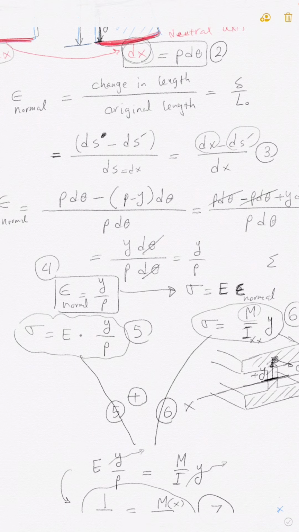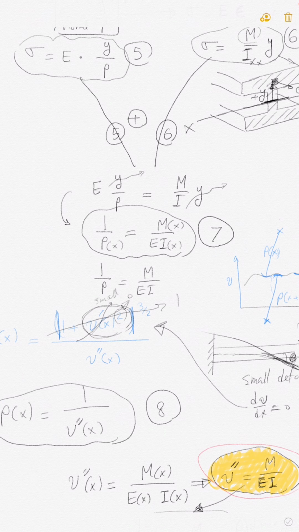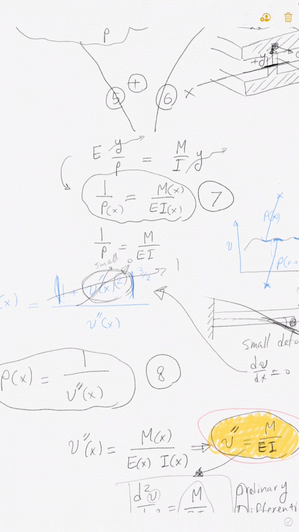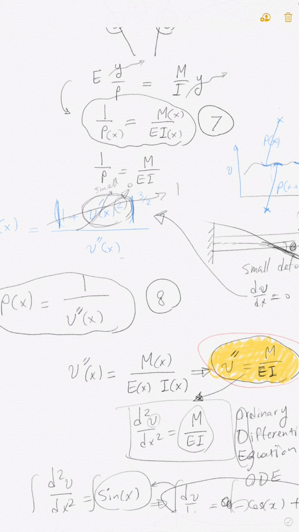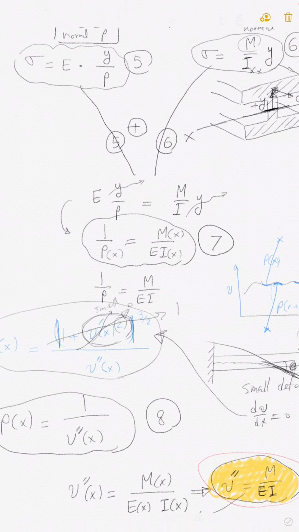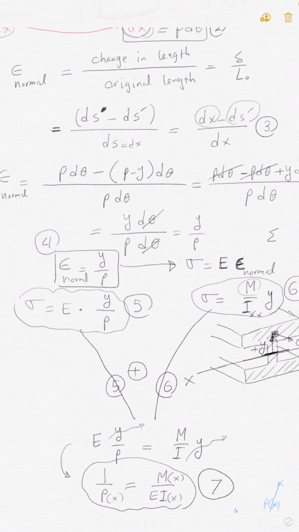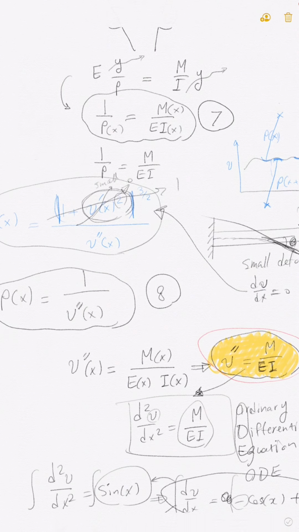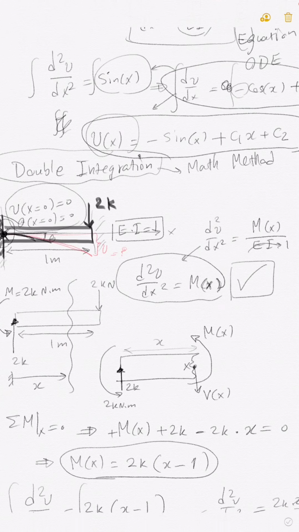You can prove that by using the curvature equation, which is basically right here, and this equation, epsilon is equal to y over rho. You can prove it by combining that. I'll give it to you as homework. It's extremely easy to do that.